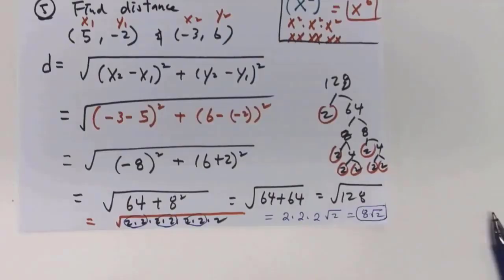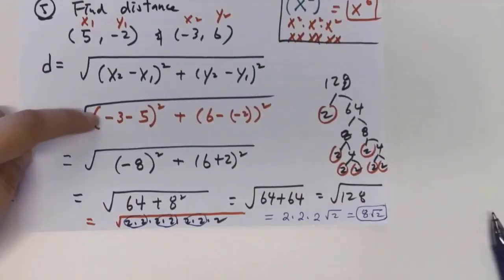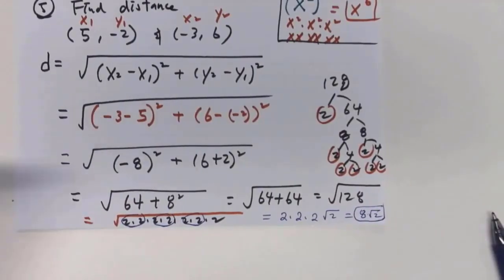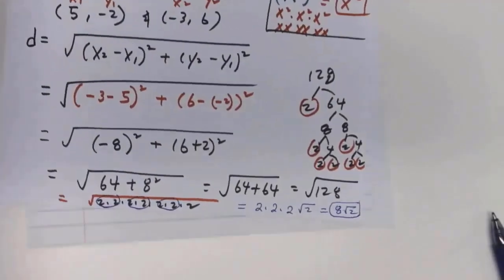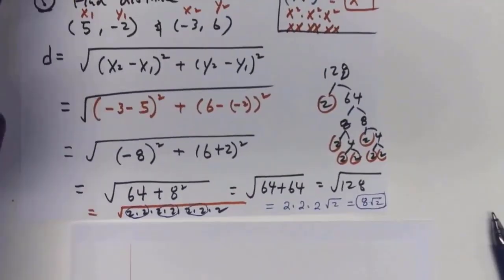square root of 2. So be very, very careful after you plug it in, it's order of operations. Get the parenthesis part first, square, combine them, take the square root. We will have a question about distance. There is another question about midpoints.